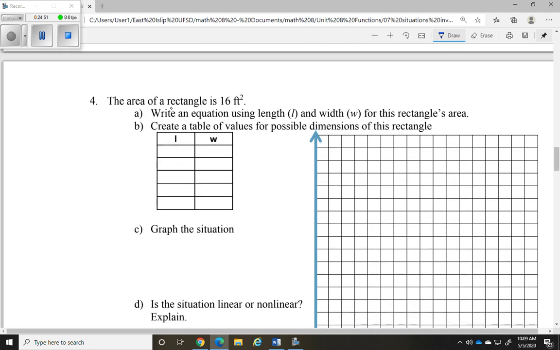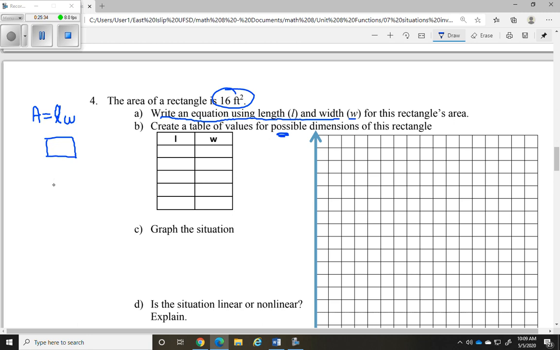So the area of a rectangle is 16 square feet. First it says write an equation using L for length and W for width. So remember that area of a rectangle is length times width. Then it says create a table of values for possible dimensions. So we're going to keep our dimensions simple. Let's keep them integer values. I have to think of a length and a width so that if I multiplied them, I would get an area of 16. So what times what is 16?